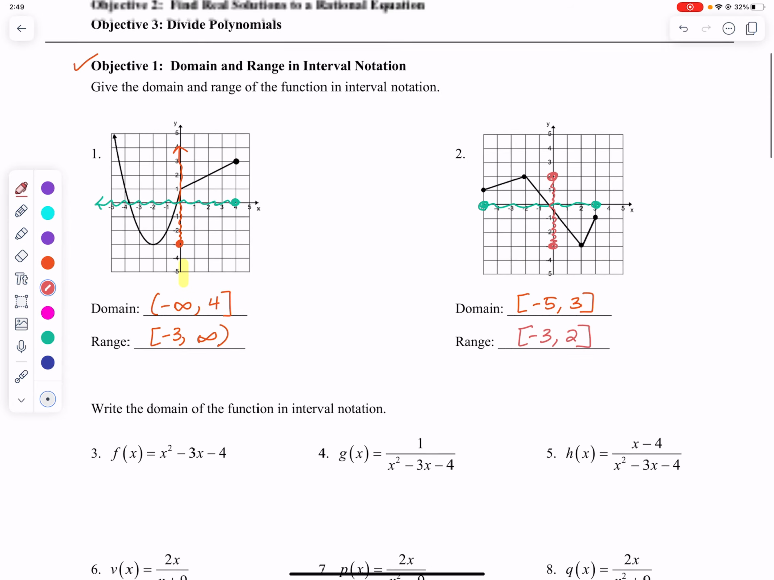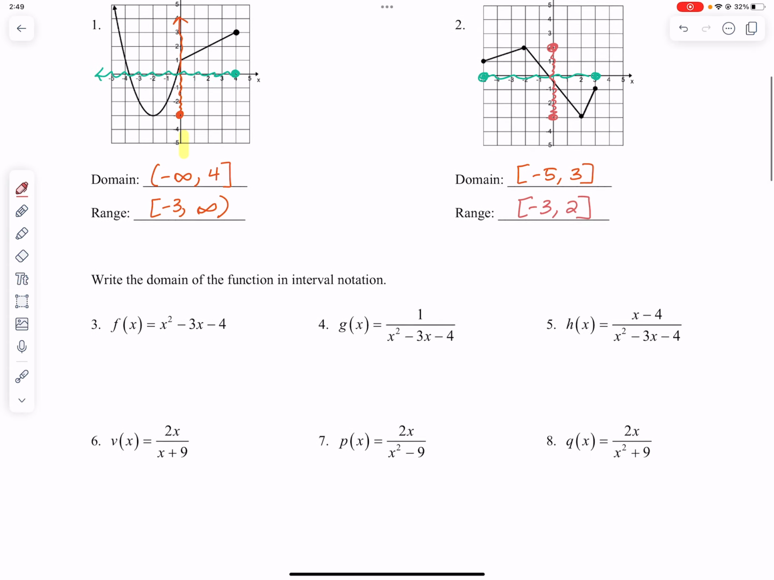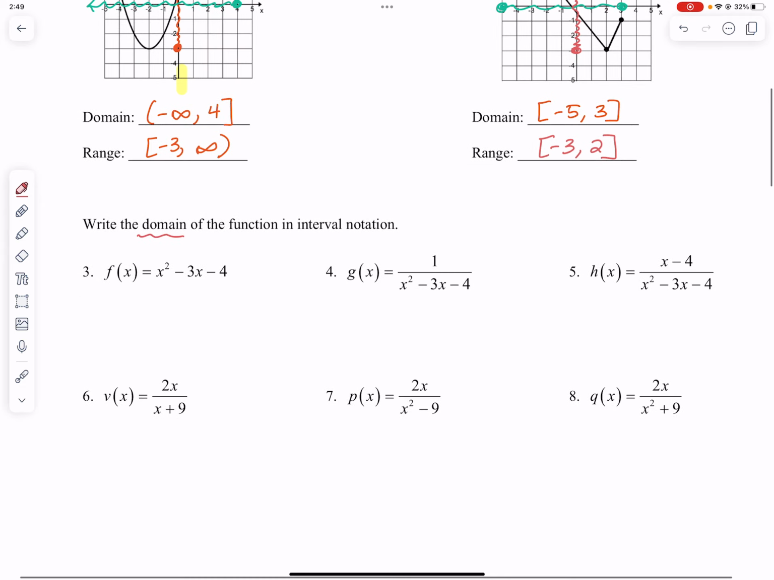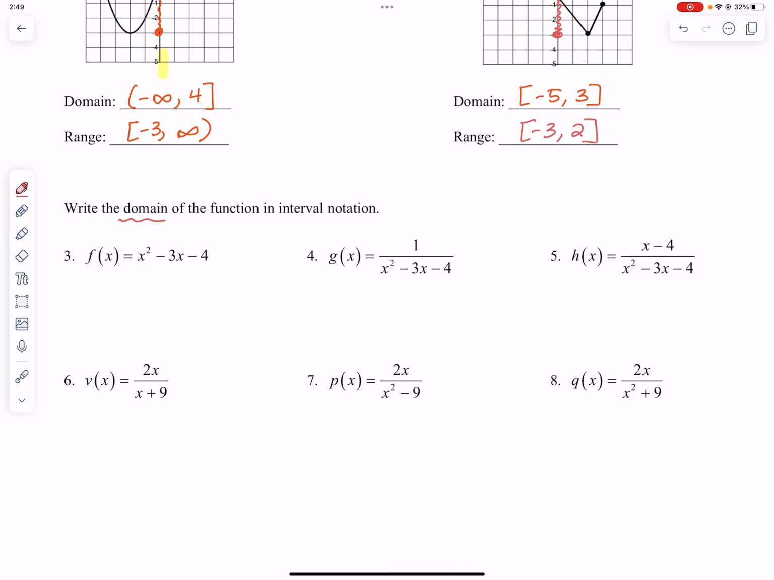Okay, so domain and range from a graph is not too bad. What we're going to do now is look at the domain only of these rational functions other than number 3, which is a polynomial function. Two things we need to make sure that we remember. We are going to factor if needed. Factor the denominator if needed first.